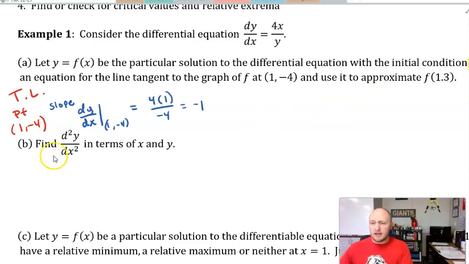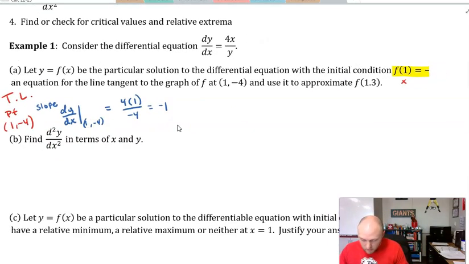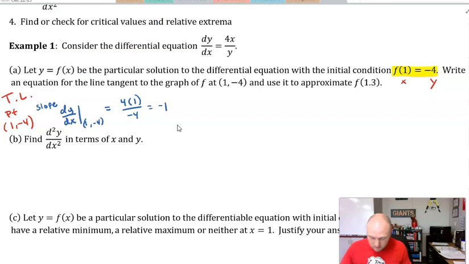So I got a point, I got a slope. Now they say write the equation for the tangent line. That's one thing that you have to do to earn the point on the AP exam. y minus -4, so y plus 4 equals -x minus 1. So there's my equation. Generally, writing the equation would be 1 point.